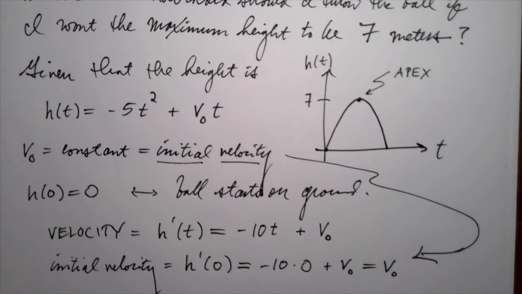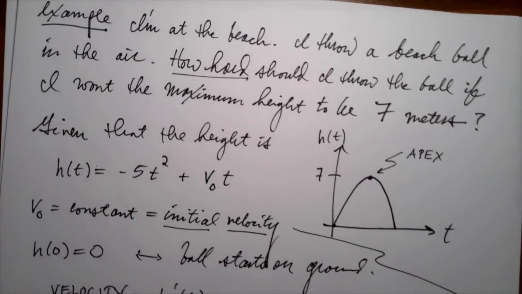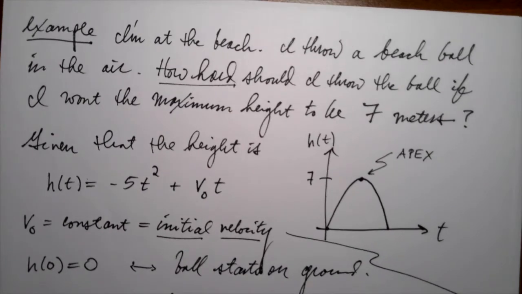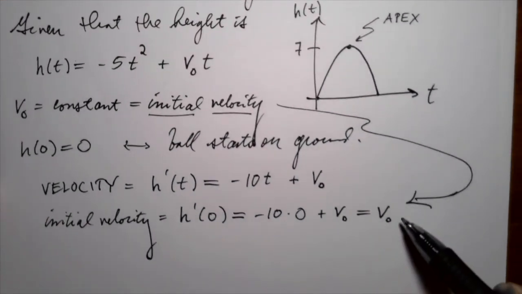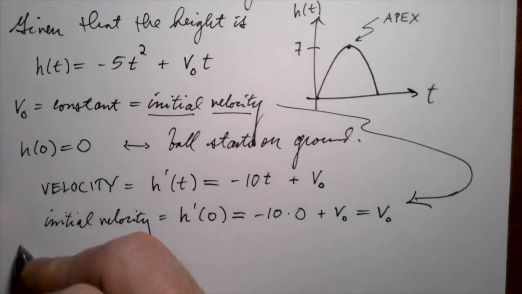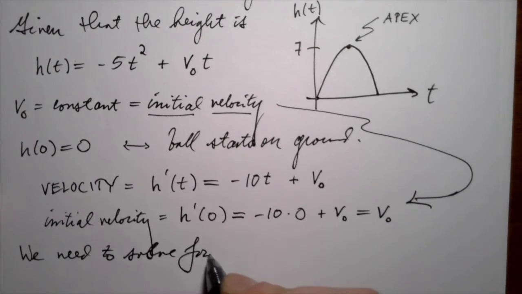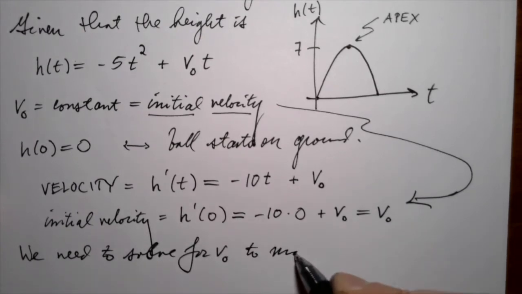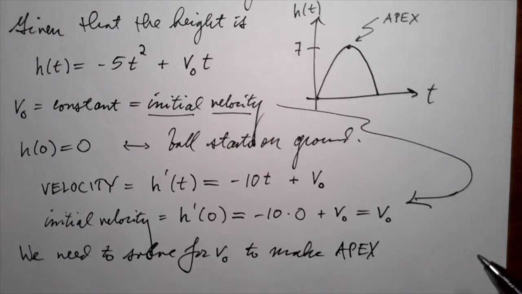Okay, great. What were we supposed to be doing? Right. What's the question asking? It's asking, how hard should I throw this ball if I want this max height to be 7 meters? How hard? That's asking us how fast must we throw it. In fact, it's asking us precisely to find this initial velocity that'll make the apex be a height of 7. So we need to solve for v naught to make the apex occur with a height of 7 meters.